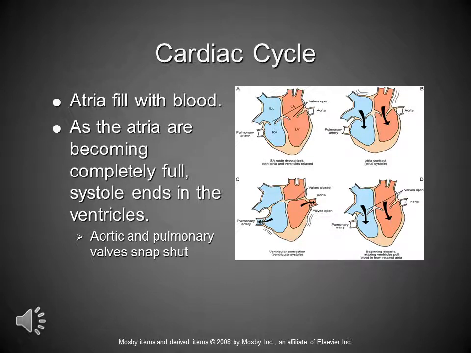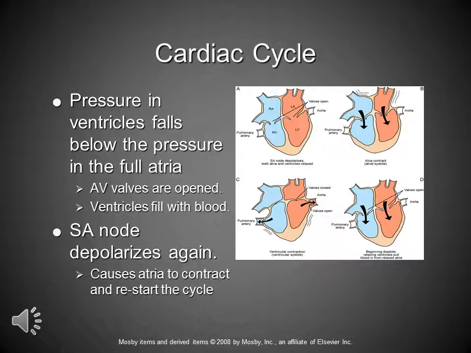The atria then start to refill with blood passively. As the atria become completely full, systole ends and the ventricles finish contracting. The aortic and pulmonary valves then slam shut. The pressure in the ventricles falls below the pressure in the full atria. The AV valves open, the ventricles fill with blood, and then the SA node depolarizes again, causes the atria to contract, and restarts the cycle.